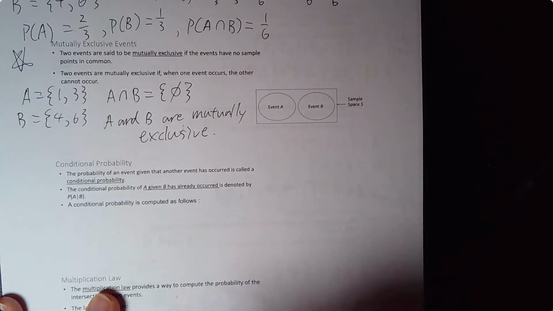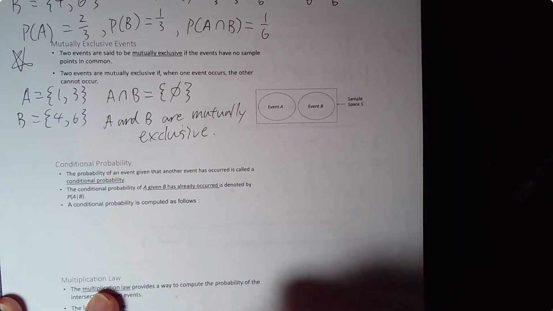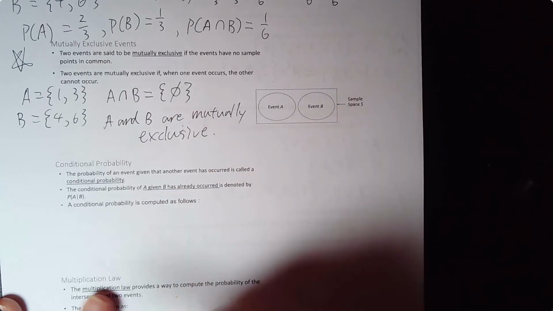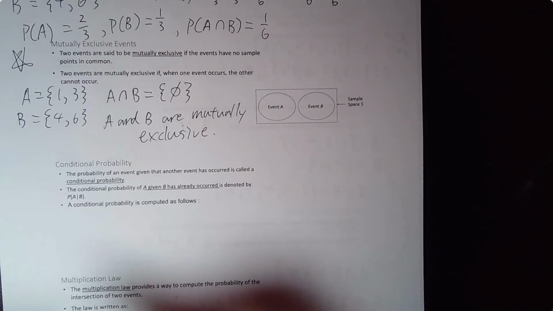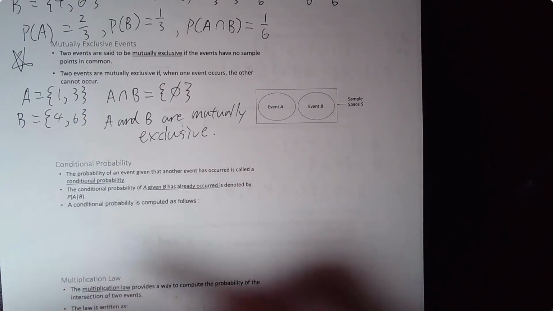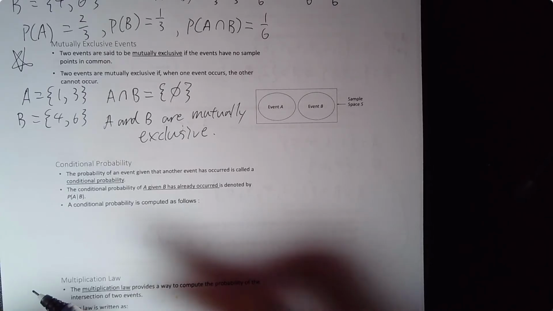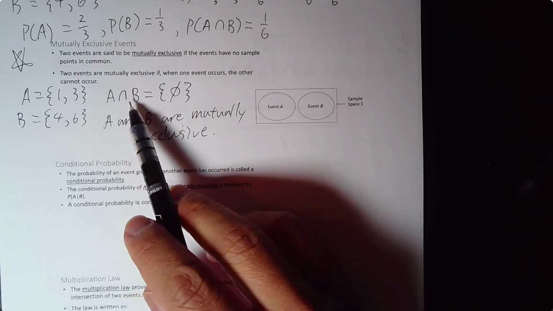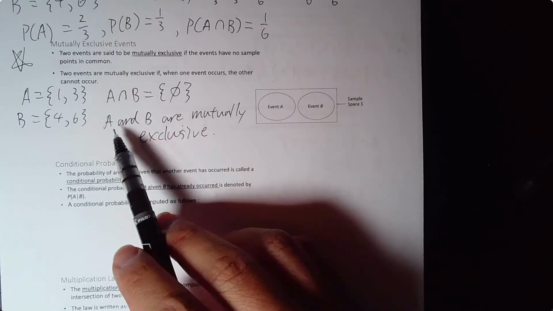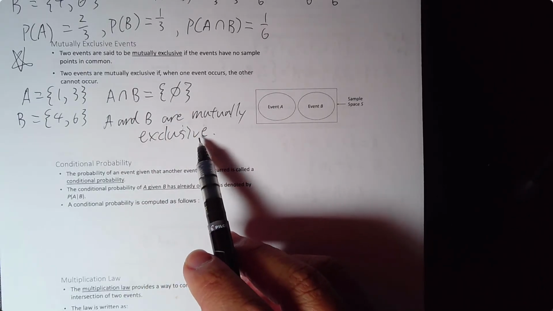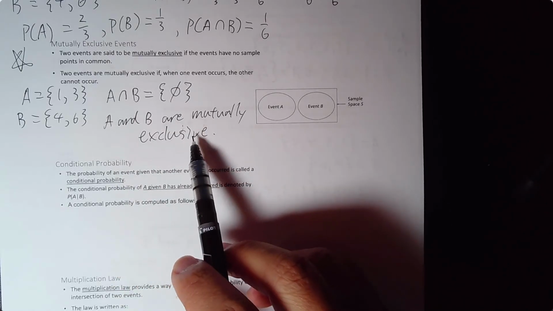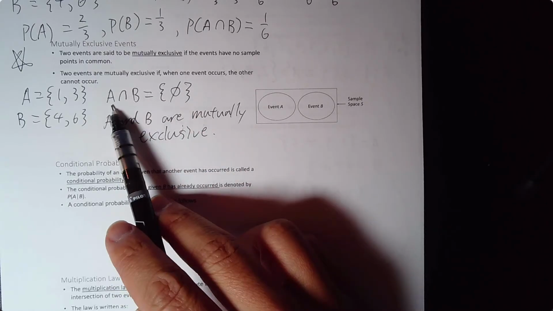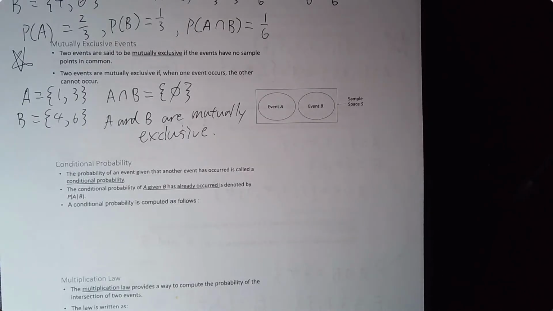Okay, and so this is a definition. What that means is, if you remember from your geometry class, definitions go both ways. So for a definition, if true, then the converse is also true. Meaning, if A intersect B is empty, then A and B are mutually exclusive. Vice versa, if A and B are mutually exclusive, then we can conclude that A intersect B is the empty set. So they go both ways.